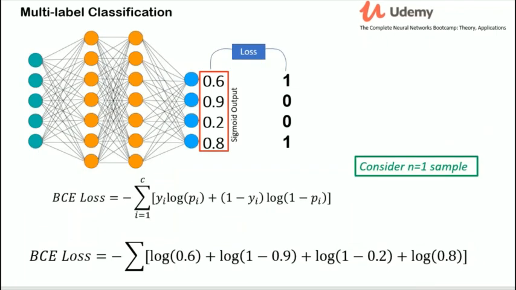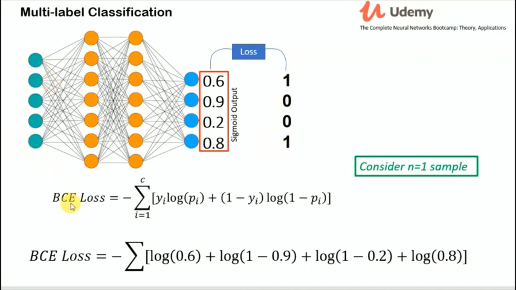Now let's talk about the case of multi-label classification. In multi-label classification, more than one class is correct for the same input. So for example, for this input, we have the first and fourth class as correct classes. So the first class is 1 and the fourth class is also 1. So we have two correct classes for each sample.